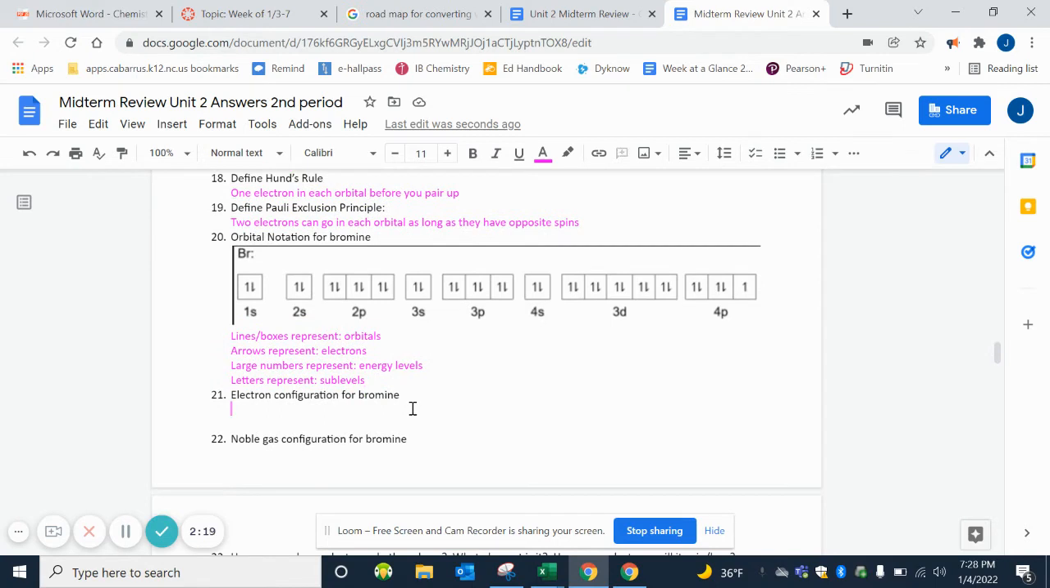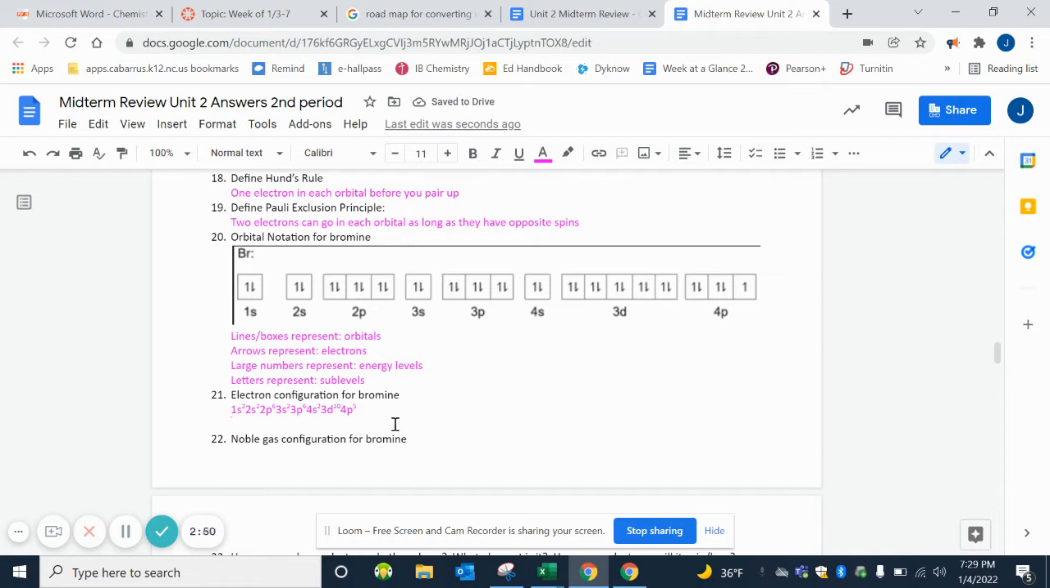To write the electron configuration, this is where we take the orbital notation and we shorten it. So we would say it's 1s2, 2s2, 2p6, 3s2, 3p6, 4s2, and then remember when you get to the D block, it's one less than the row it's in, 3d10, and then we're back to the row, 4p, and then bromine is the 5th one in there.